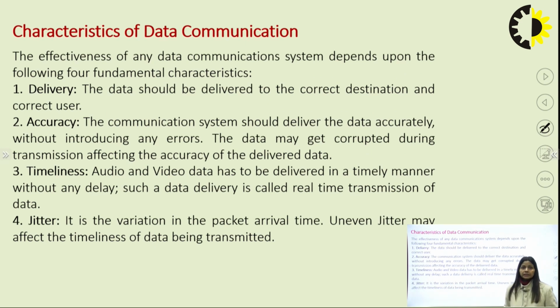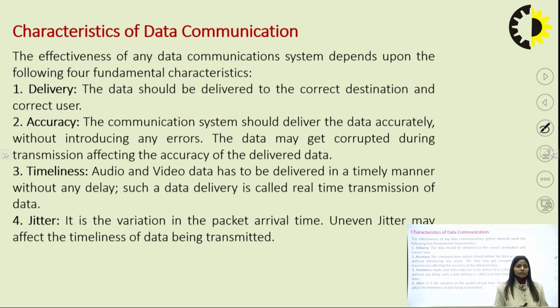Now what are the characteristics of data communication? There are 4 characteristics which we need to understand: the delivery, the accuracy, the timeliness, and the jitter. What is the delivery? The data should reach the correct destination, the correct computer, the correct device. If I want to give a command to the printer, then the command should reach only that computer which I want, not any other computer in the world. So delivery is important.